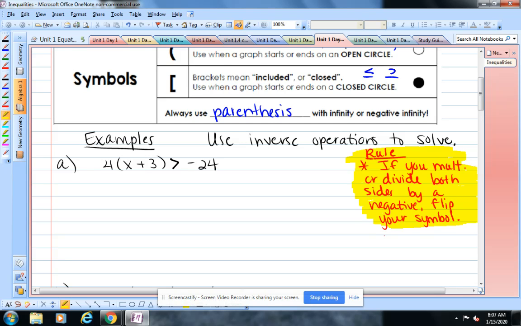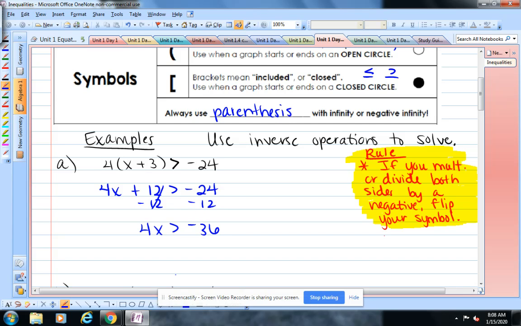So on this problem A, what do you think we're going to have to do first to solve for x? Distributive property. Good. So what's 4 times x? And 4 times 3? So 4x plus 12 is greater than negative 24. All right, now we want x by itself, so subtract 12 on both sides. Now this is 4x is greater than what number?